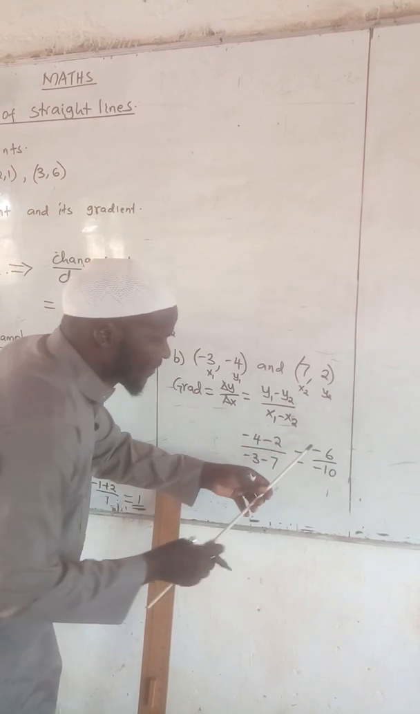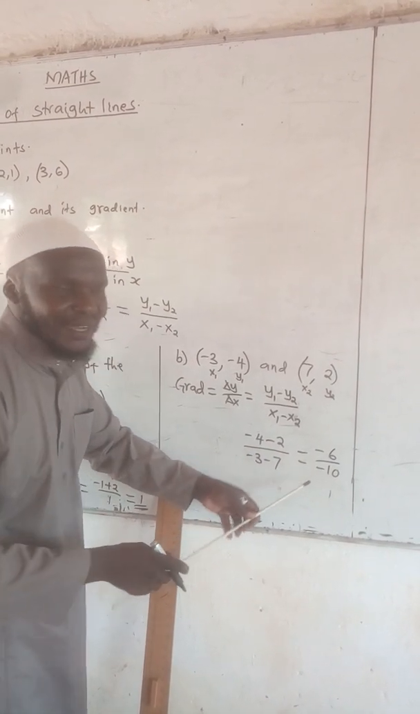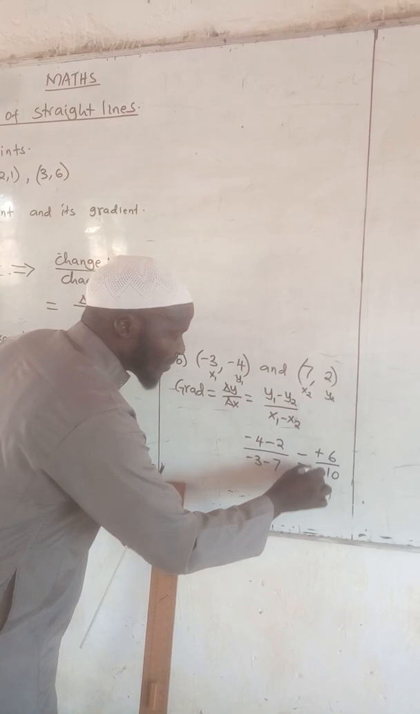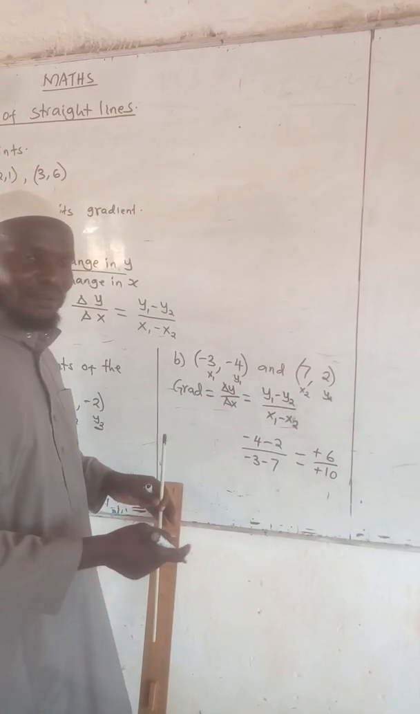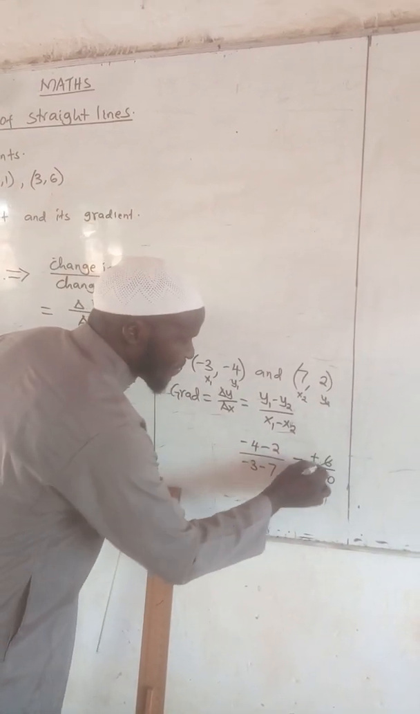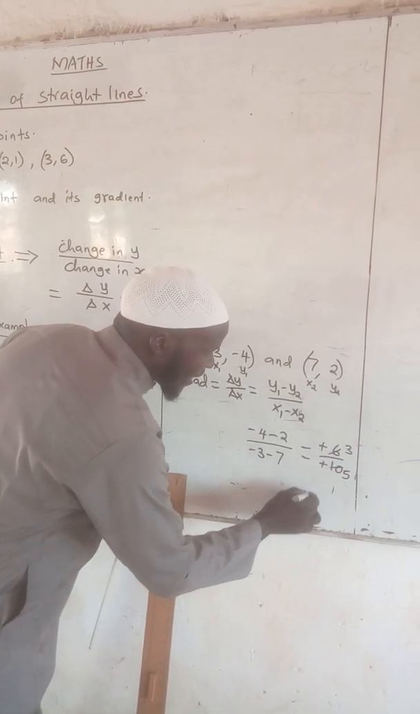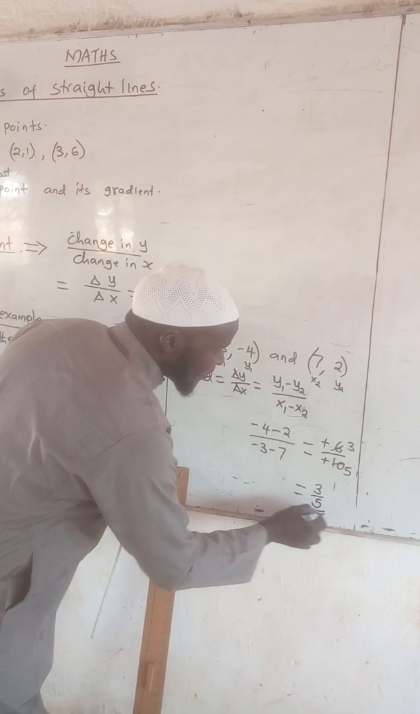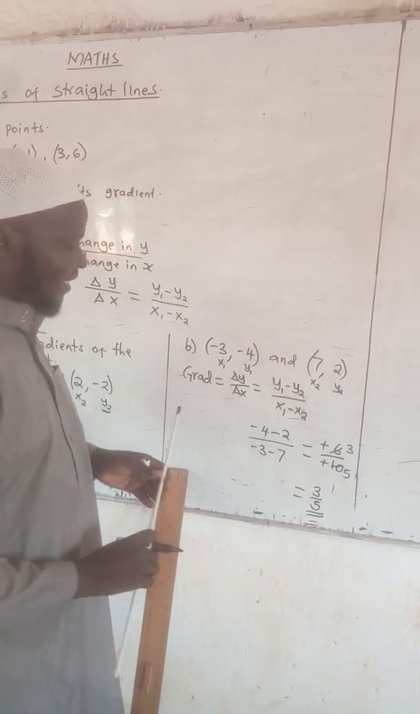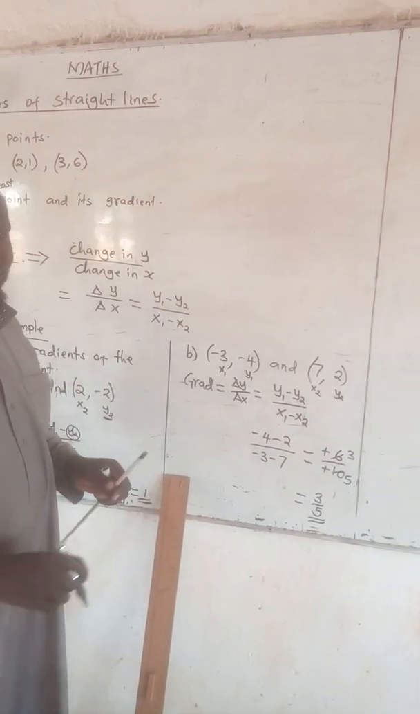Is -6, all over -3 minus 7 is -10. So negative divided by negative is positive. So this one becomes positive. Negative divided by negative is positive. Then simplify. 2 here 3, 2 here is 5. So that means that your answer will be 3 over 5. That is it. That is how to get the gradient.